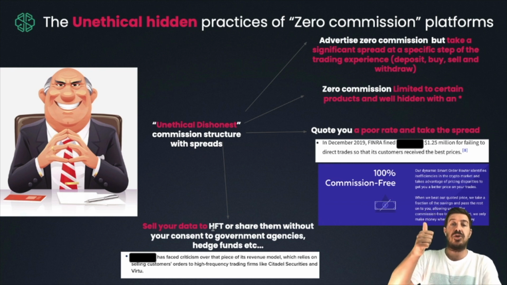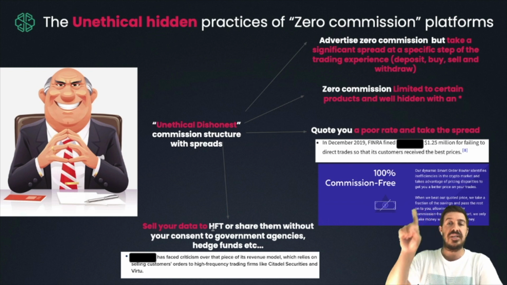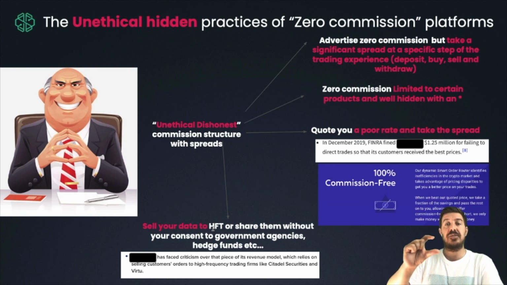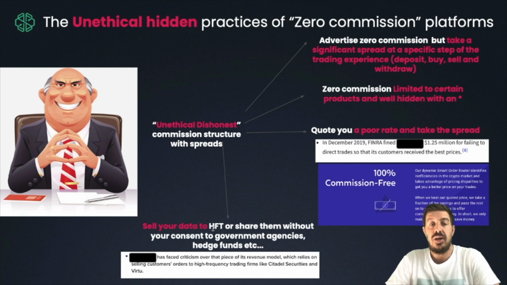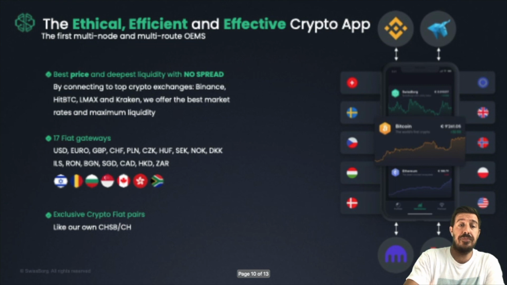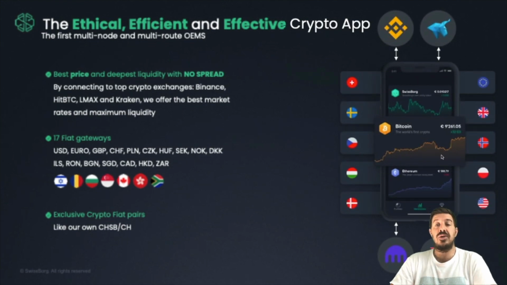Number one, the zero commission is for a specific segment, maybe just fiat to crypto. Number two, it's just for a specific product, maybe only US stocks or whatever specific range. Number three, they're quoting you a poor rate and taking a spread there, which I find very unethical. Number four, they're selling your data to high frequency traders and doing unethical things like that, which is really, really unfortunate. So what does SwissBorg have to do in all this?